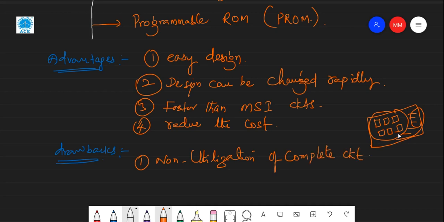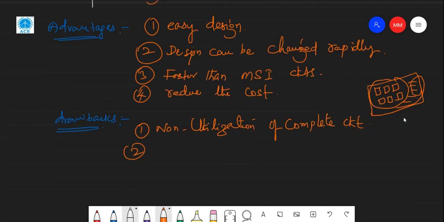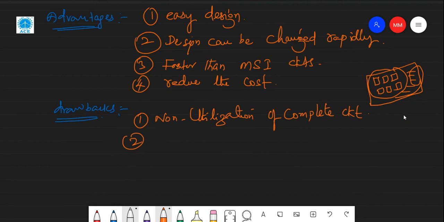Okay, so non-utilization of the complete circuit. And the second one is, whenever a large number of components are included with the logic, I can say simply there is large power consumption. Power is very large.